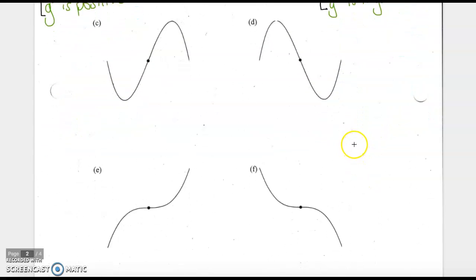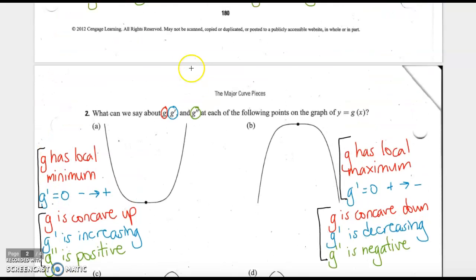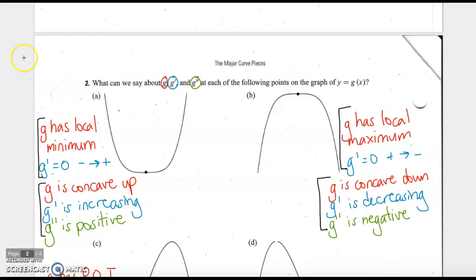All right, let's talk about C and D. These are some very specific pieces. So at C, for example, I know a couple of different things. So my original function, how do I write this? G has, we're going to call it a POI. And then up here, write a little key for ourselves.